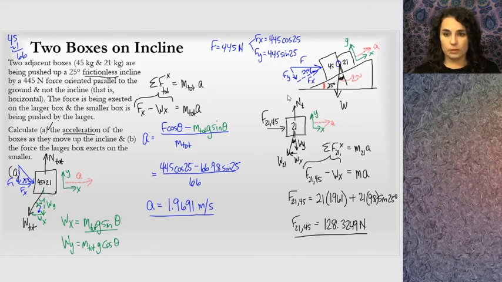Seems reasonable. I would say it has to be less than 445, right? If 445 is pushing here against the whole thing and only a component actually translates to acceleration, and then this block is smaller than the other ones, it's going to be smaller than the 445. So there is the answer for that problem.